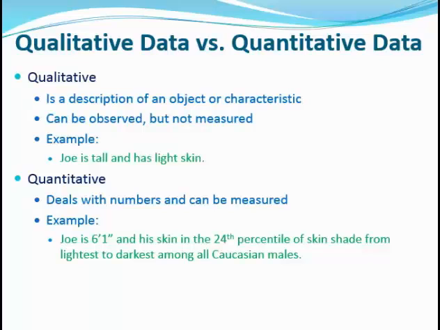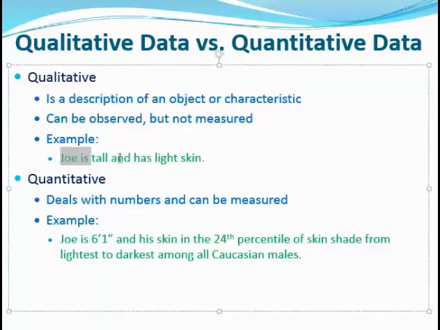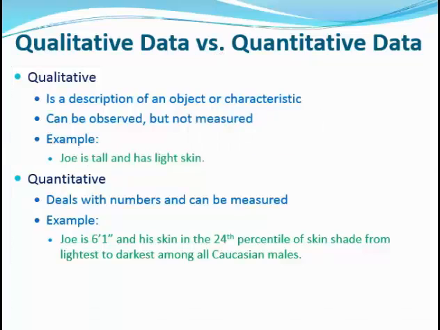He is mean. These are all things that cannot be measured on a scale of 1 to 10. Then is an example of something that is qualitative. If you say Joe is tall and has light skin, there's no particular number you're assigning over here, and therefore you're talking about a qualitative judgment. On the other hand, if your determination can be put into numbers, then it is considered quantitative.